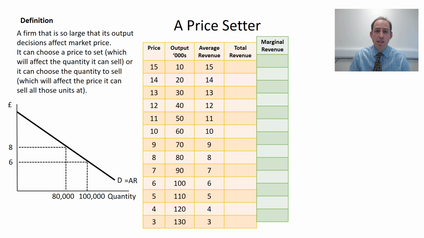So it can choose the price to set, and if it chooses a price, that'll affect how many it can sell. So for example, at a price of 8, it can sell 80,000. If it chooses a price of 6, it can sell 100,000. Or it can choose a quantity to sell. So if it decides they want to produce 100,000 for whatever reason, that means that they can only charge £6 and expect to sell them all.